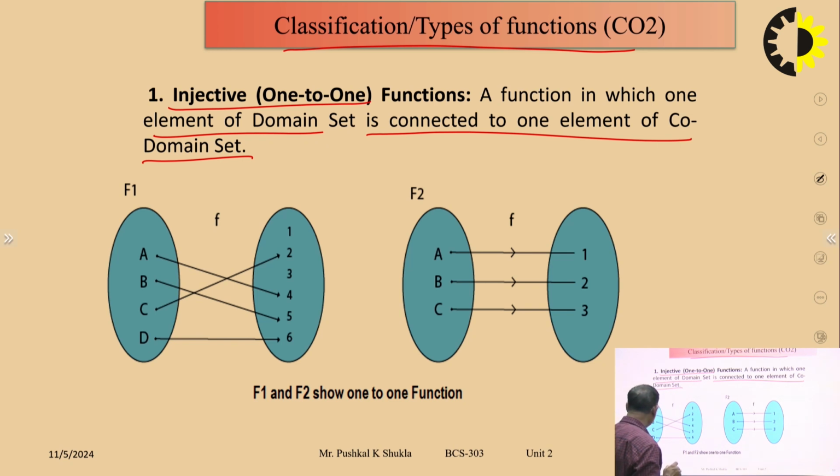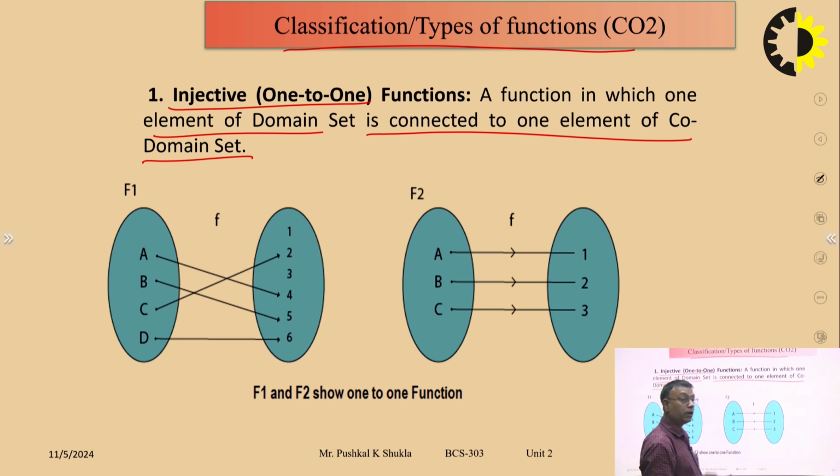It means one element of the domain is connected with one element of the codomain. So, this is a one-to-one function. Here we see one-to-one correspondence between the domain and the codomain. So, this is an injective function.